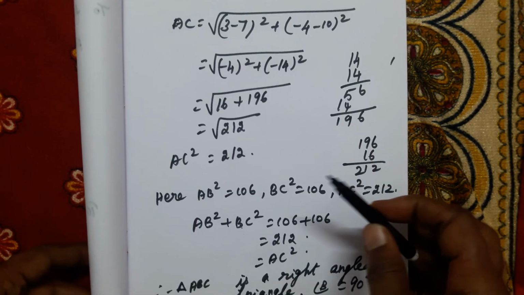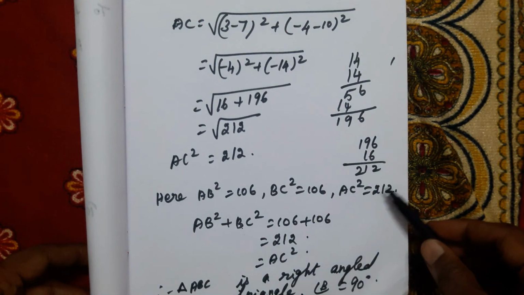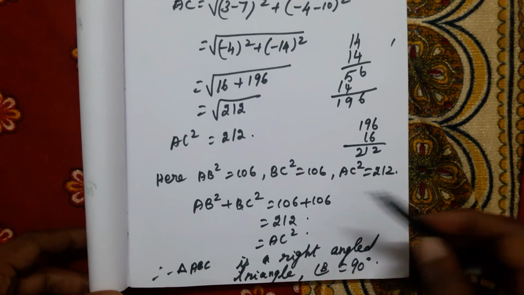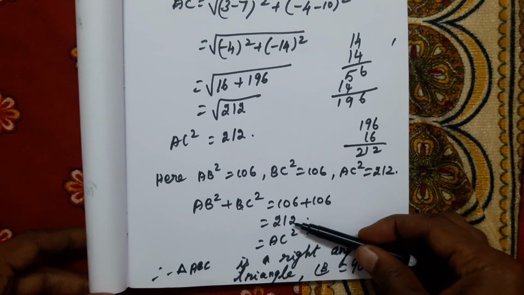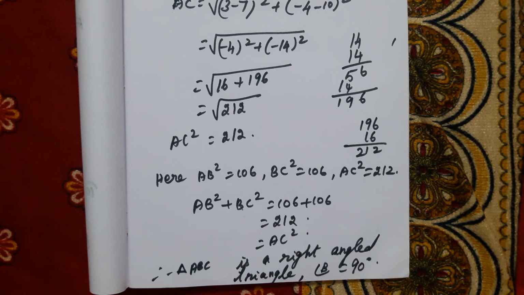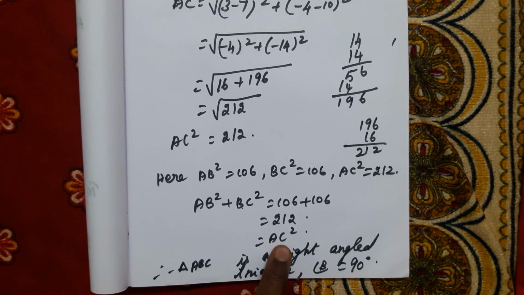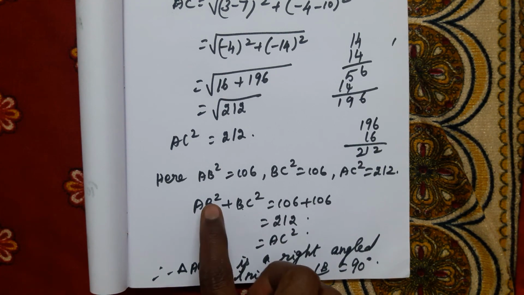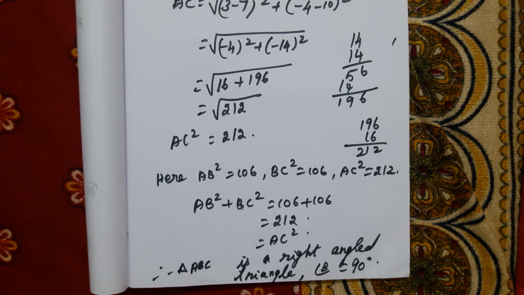Now we are getting AB square is equal to 106, BC square is equal to 106, AC square is equal to 212. So AB square plus BC square is equal to 106 plus 106, which is equal to 212. It's equal to AC square. Therefore, ABC is a right angled triangle. Which side? Adding AB square and BC square, we are getting AC square. So AC is the hypotenuse, and angle B is equal to 90 degrees.